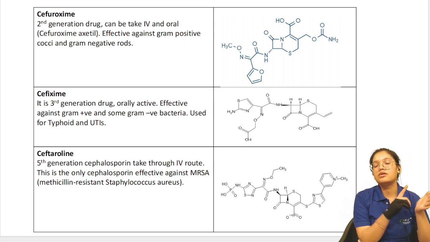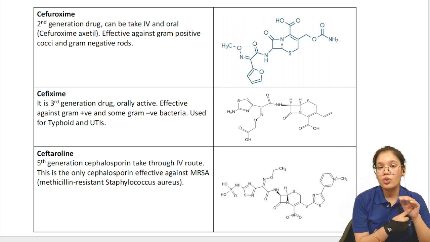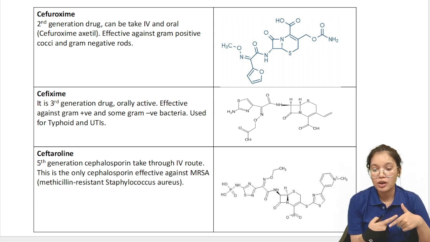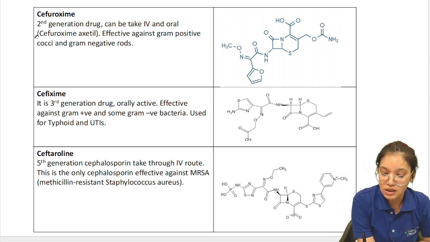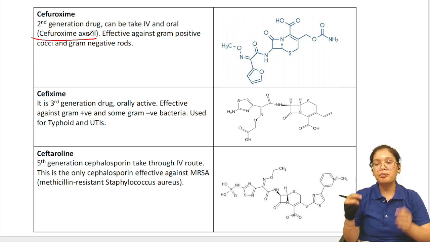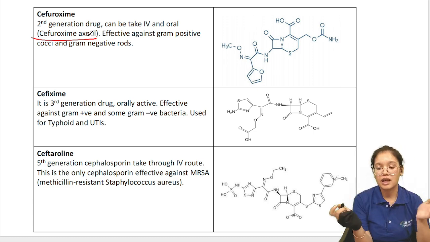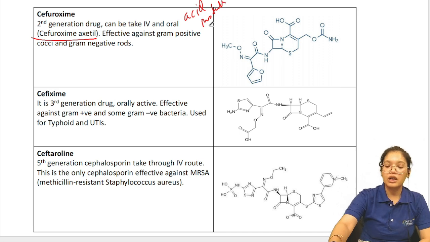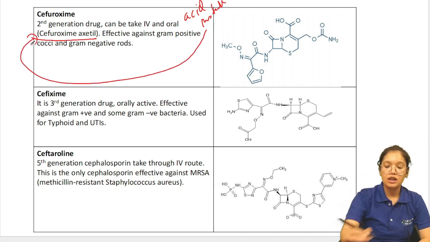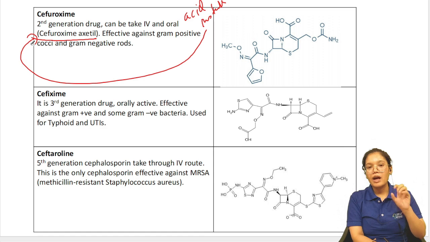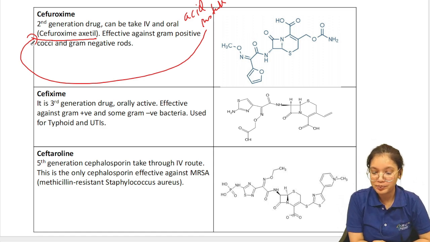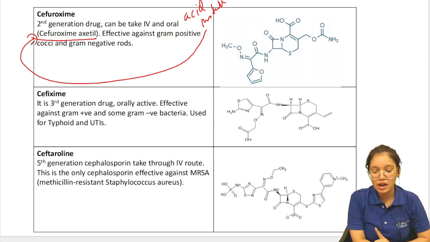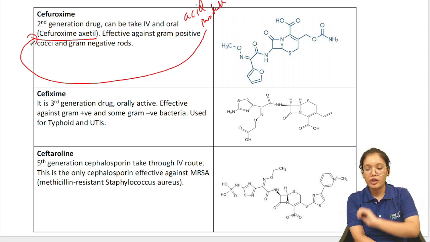Now we can only take it orally if it is converted to its prodrug form. The prodrug, cefuroxime axetil, is the prodrug of cefuroxime, as cefuroxime is acid unstable. So we have to convert it into its prodrug so that it can become acid stable. It is effective against gram-positive bacteria and gram-negative rods.